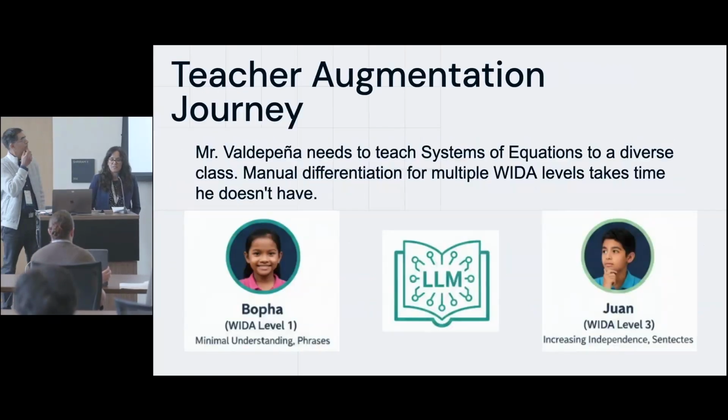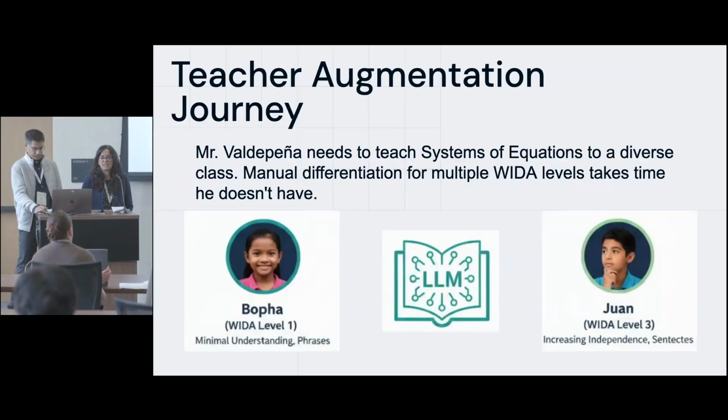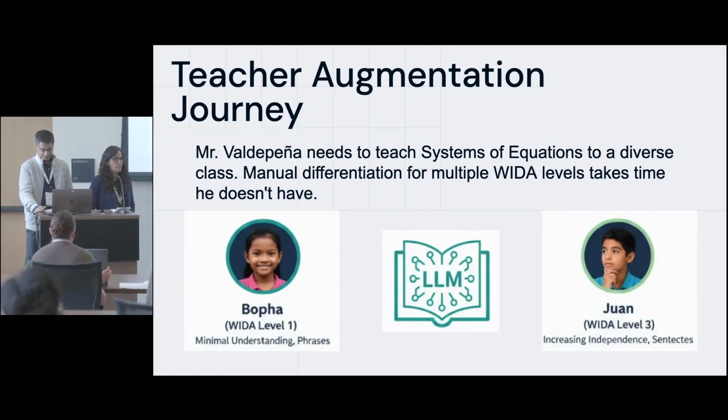Let's look at Mr. Valdepeña's classroom. He needs to teach systems of equations, and he has a classroom with 2 students. One is Bofa. She's at a WIDA level 1, which means that she has a minimal understanding and can use phrases. Mr. Valdepeña also has another student, who's at a WIDA level 3, and he's increasingly showing independence and the use of sentences. He also knows that direct translation can hinder fluency.